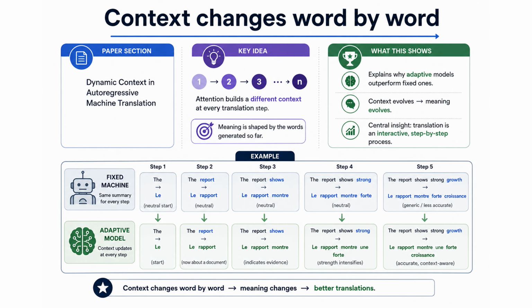Context changes word by word. Instead of using the same summary for every generated word, attention builds a different context for each translation step. For example, context changes word by word matters when we compare a fixed machine to one that can adapt, respond, and improve through interaction. What this example shows is how context changes word by word changes the meaning of the paper's central argument. This matters because it helps explain why this paper became one of the foundation stones of AI history. Once that is clear, the next step is example: translating a long sentence, because that extends the paper's argument in a more concrete direction.